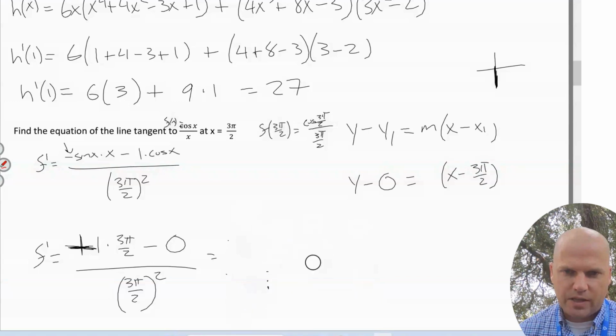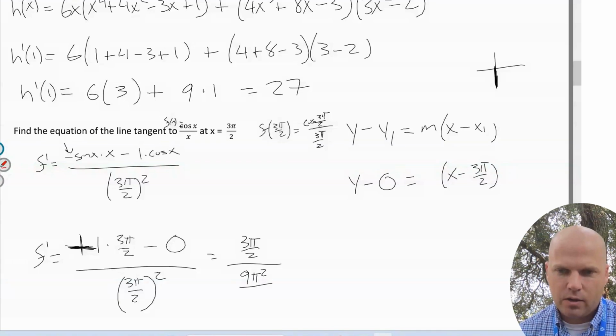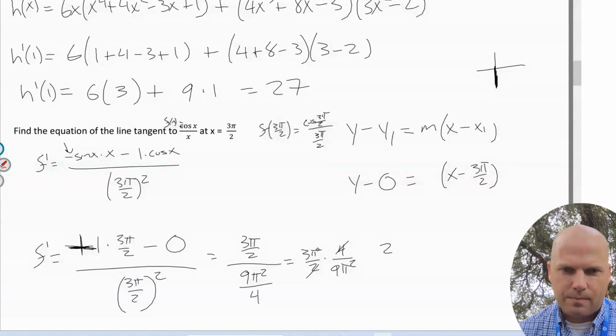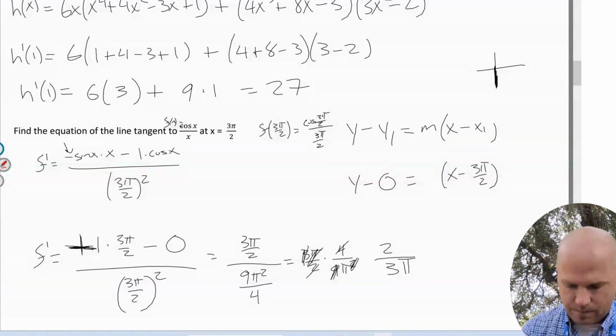What's another way to simplify this? And again, you got lots of tools in your arsenal, hopefully. You could go ahead and square 3 pi over 2, but 3 pi squared, 3 pi times 3 pi, is 9 pi squared. 2 times 2 is 4. You can then write this as 3 pi over 2 times 4 over 9 pi squared. The 4 over 2 cancels to give you a 2 in the top. The 3 in the 9 cancels to give you a 3 in the bottom. A pi and a pi cancel to give you a pi left in the bottom. So that's another way to do it.